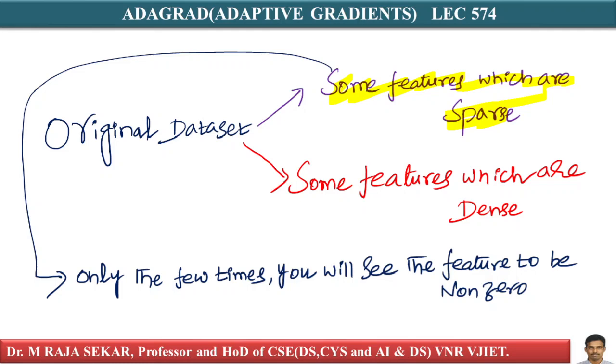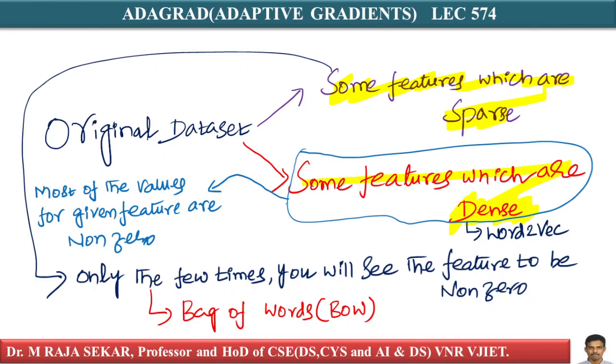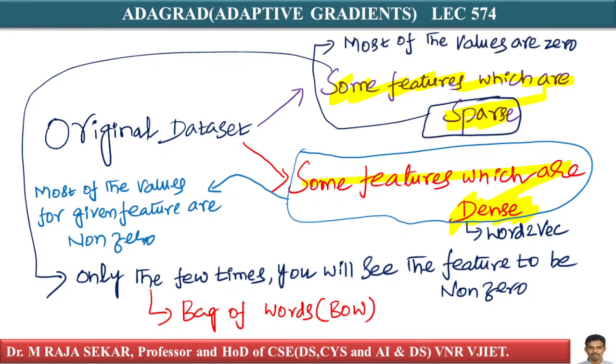Like if you think of bag of words, just try to recall, we discussed bag of words, isn't it? Bag of words representation is a very sparse representation, while if you think of word2vec, what is word2vec representation, a dense feature? A dense feature basically means most of the values for a given feature are non-zero. That is a dense feature, isn't it? Sparse basically means most of them are zero. Only a few of them are non-zero in the case of sparse.